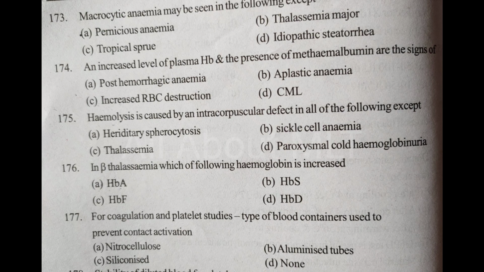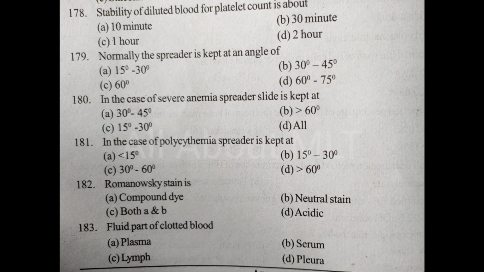For coagulation and platelet studies, type of blood containers used to prevent contact activation. Option A nitrocellulose, option B aluminized tubes, option C siliconized, option D none of the above. And the answer is option C siliconized. Stability of diluted blood for platelet count is about option A 10 minute, option B 30 minute, option C 1 hour, option D 2 hour. And the answer is option B 30 minute.